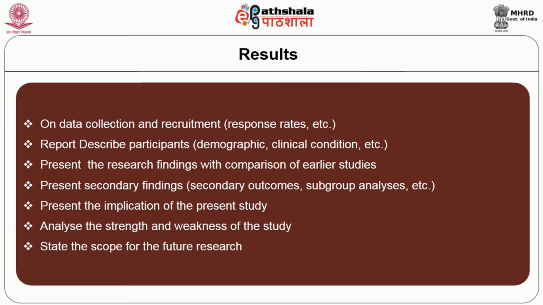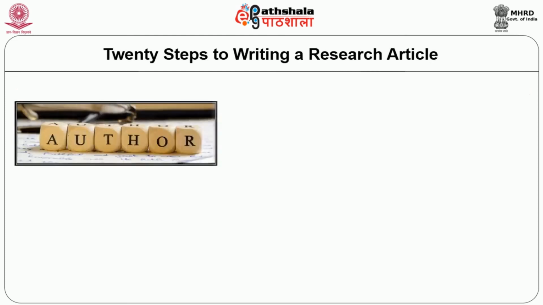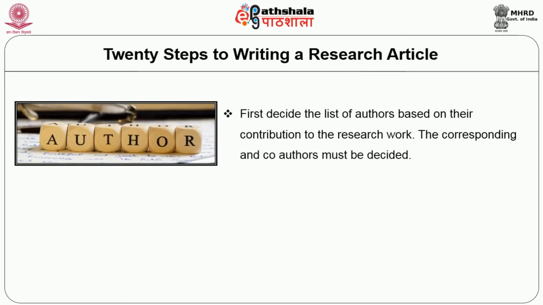Present secondary findings, that is secondary outcomes, subgroup analysis, etc. Present the implication of the present study. Analyze the strength and weakness of the study. State the scope for future research. Then, what are the 20 steps to write a research article? First one, decide the list of authors based on their contribution to the research work.